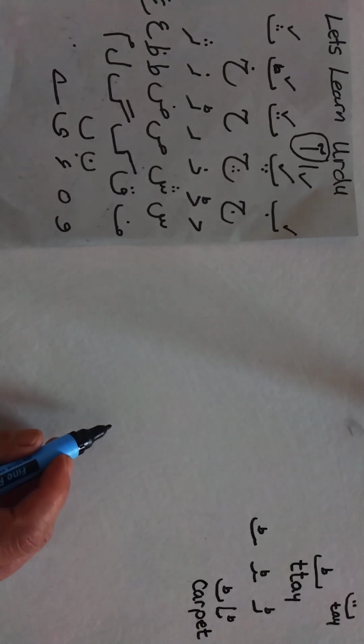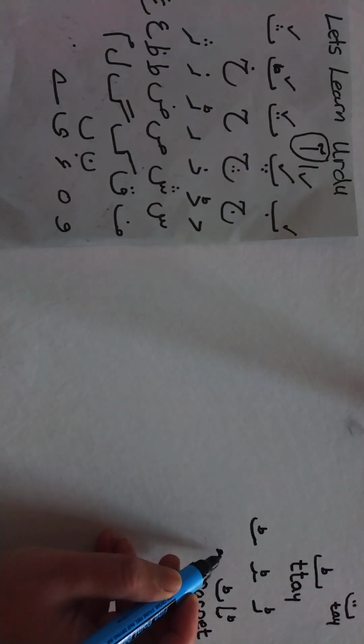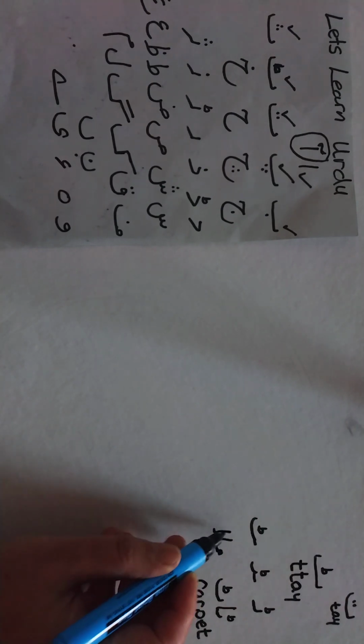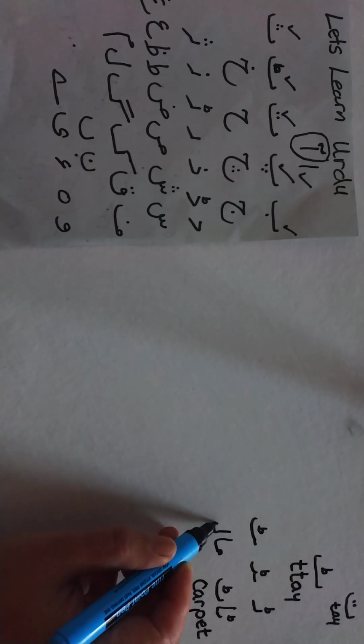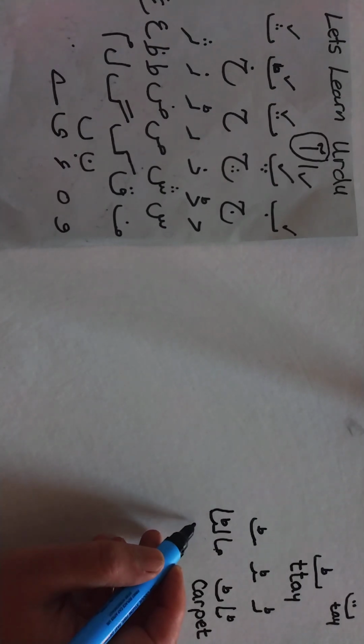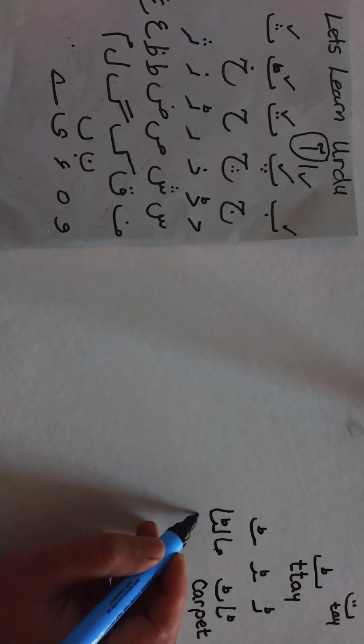When it comes in the middle, say M, alif. Lam, we haven't learned that letter yet. And T and alif again. So it's Malta, which is, there is a country called Malta, but this Malta is a fruit, orange.